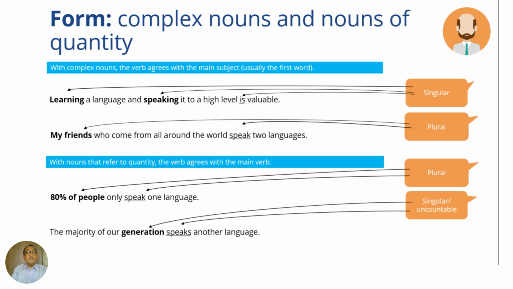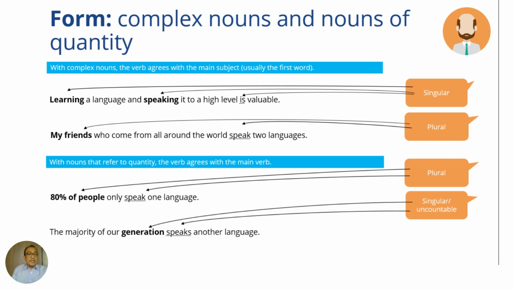Number 2, with the noun that refers to a quantity, the main verb agrees with the main noun. Okay? So 80% of people is not about the 80% or the "of", but it is about people. The majority of our generation, it is about the generation. So that is the reason "speak" is plural, it is plural. Generation is singular, it is singular. And generation here is uncountable. Okay? So you need to understand that. It's just inside your mind.